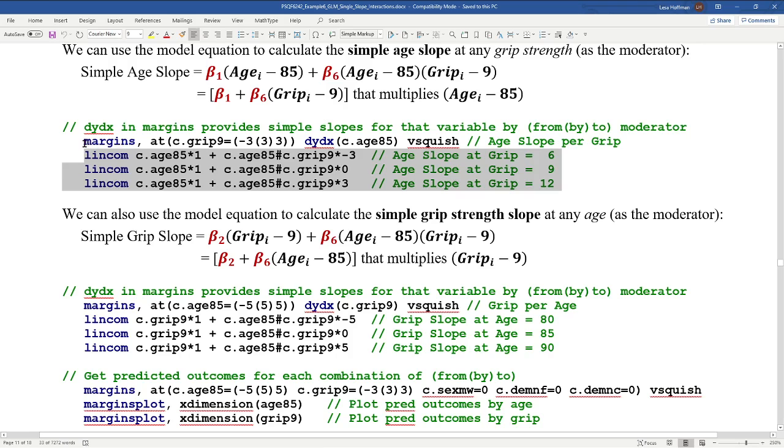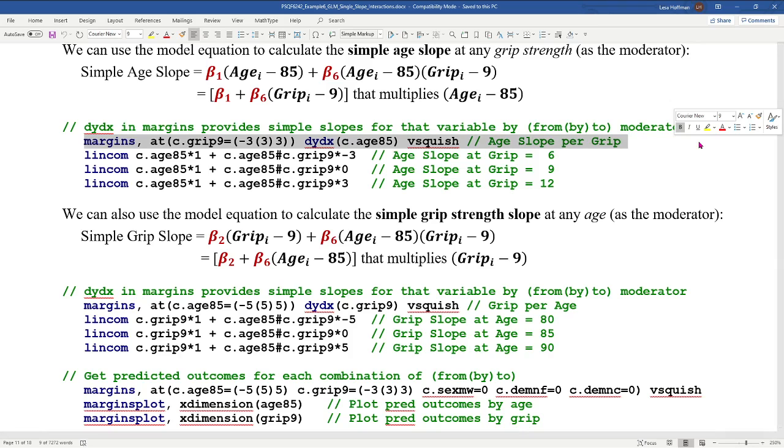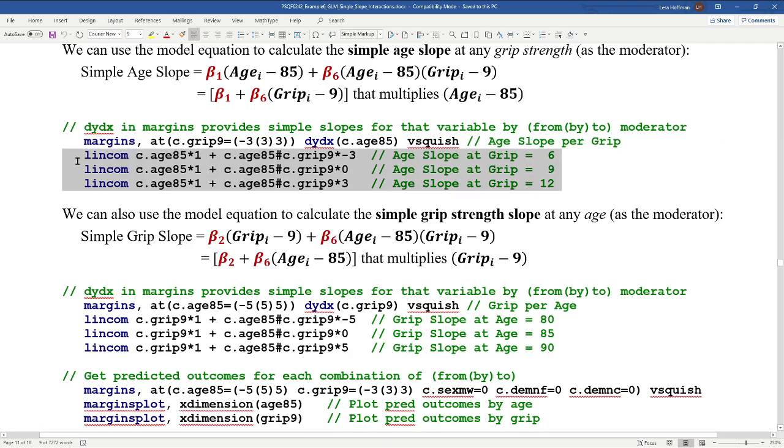And I did do dy dx. I forgot that I had put that in here. There's a little bonus for you. So this one line actually replaces all 3 of these subsequent lines. The dy dx command gives you simple slopes for the value of the predictor variable that's listed in parentheses at a range of values of the moderator. So you could ask for a whole bunch of these things in one line by asking for the slope of age at different levels of this moderator in parentheses.